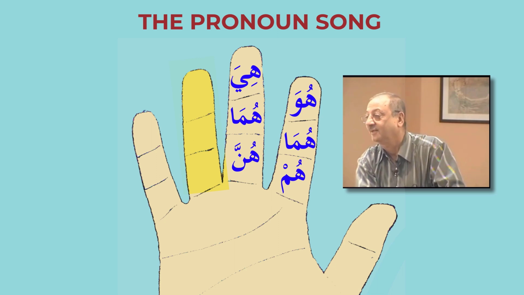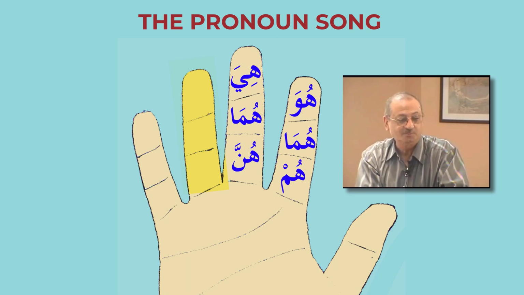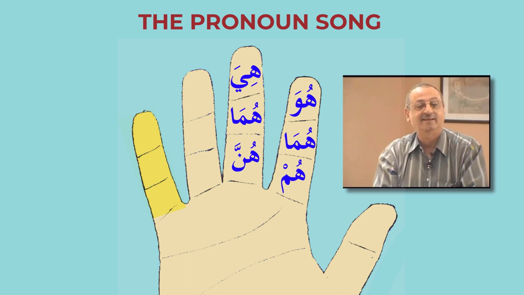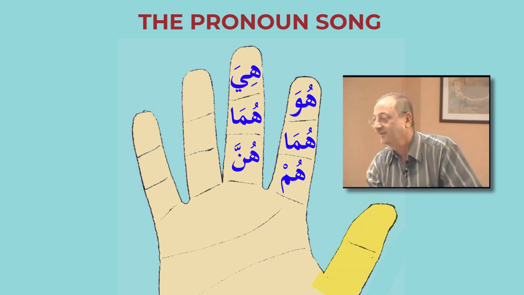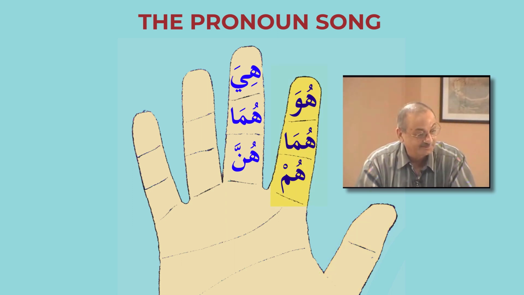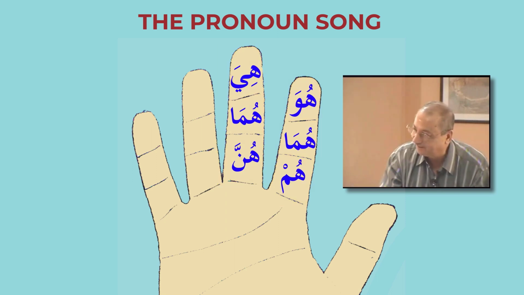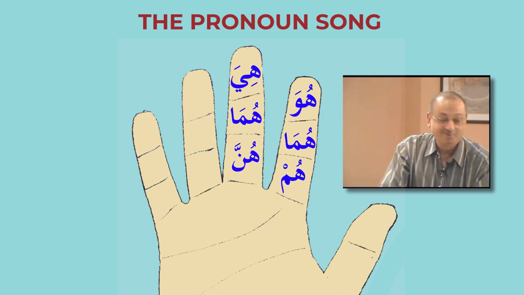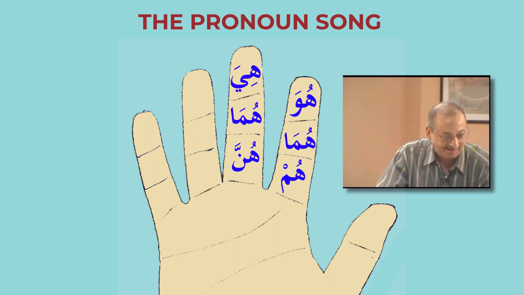Anta, antum, antum. Anti, antum, antunna. Ana, nahnu. Huwa, huma, hum. Hiya, huma, hunna. If you want to sing with me, you are welcome to sing, brother. We'll sing in a chorus now. Inshallah, in a couple of days, you will be singing in your car, or while you are taking a shower.